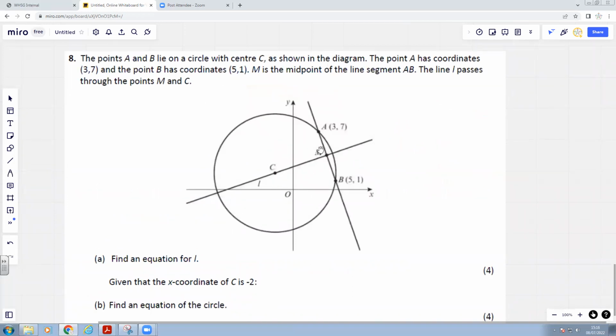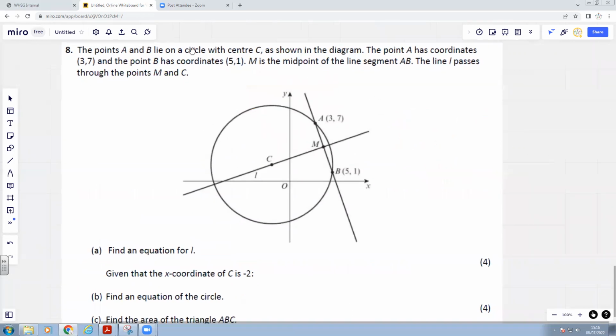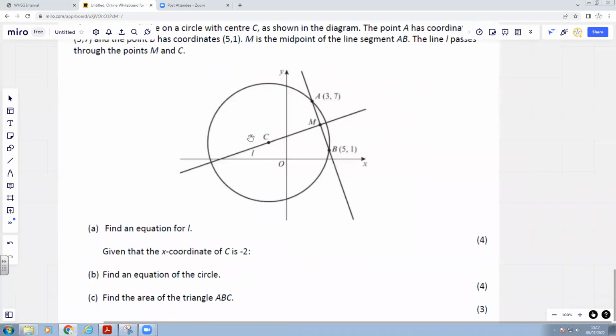The fact is, if you ever draw a chord on a circle and find its perpendicular bisector, it always passes through the center. That's an interesting fact about circles. Now, this waffle just tells you basically what you see in the diagram ahead of you. So we've got to find the equation for L.